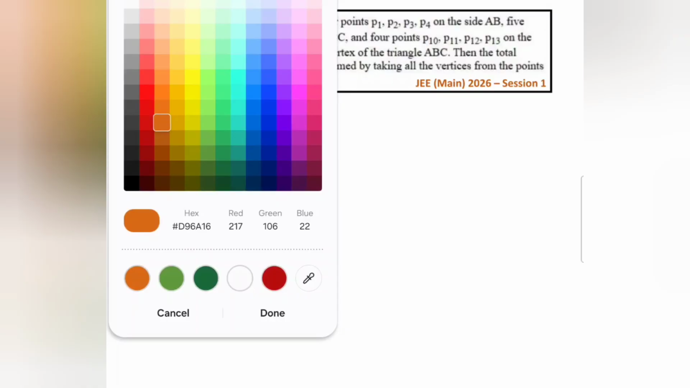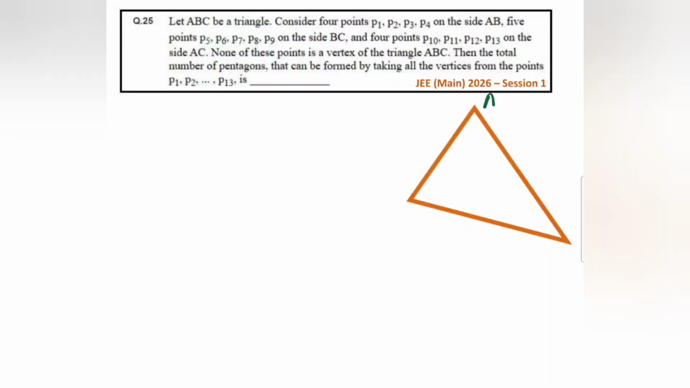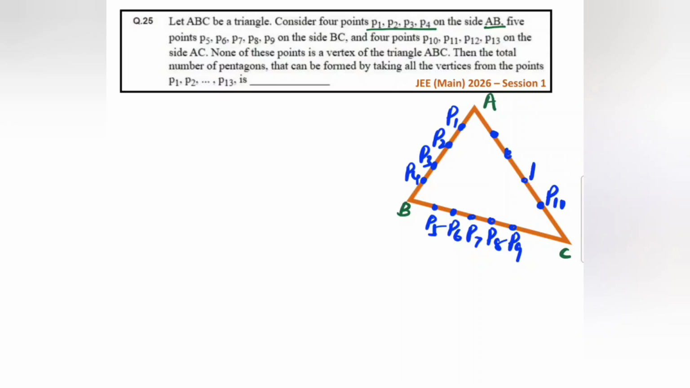So what is given here is, there is a triangle. Let us call this A, B and C. It is given that 4 points are taken on AB. So let us take 4 points, P1, P2, P3, P4, and 5 points on BC, P5, P6, P7, P8, P9, and 4 points on AC, P10, P11, P12, P13. Now the total number of pentagons.